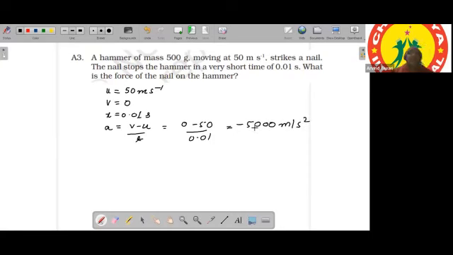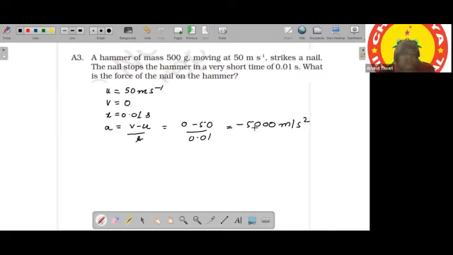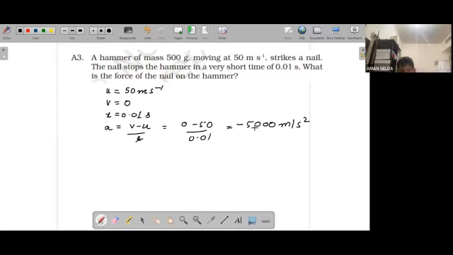Okay. So Aman, you have done everything correctly. Just one thing you have not done. Did you convert this gram to kilogram? No, sir. Then finally, you have to find the force. What will be the force? Aman and Harini, what will be the force? M into A.